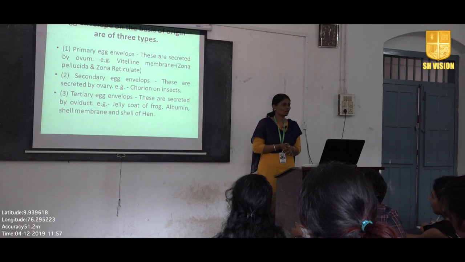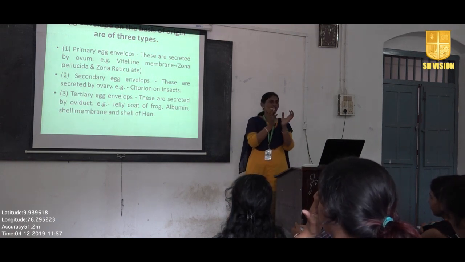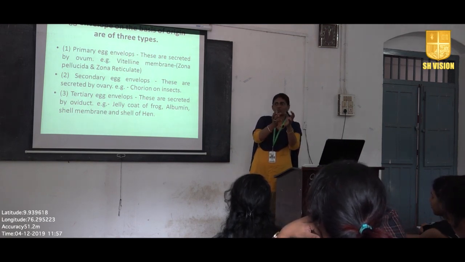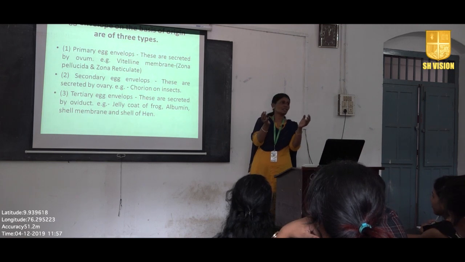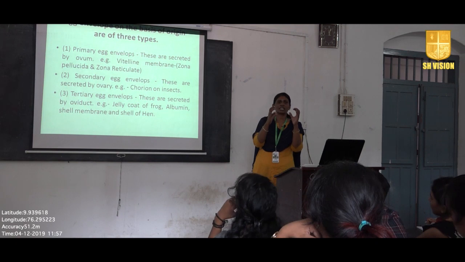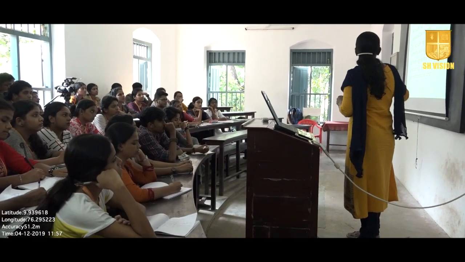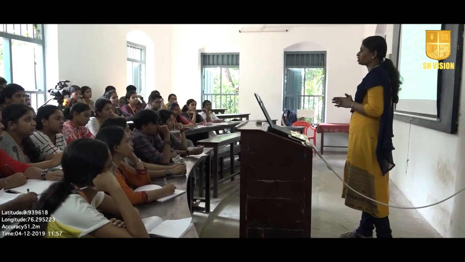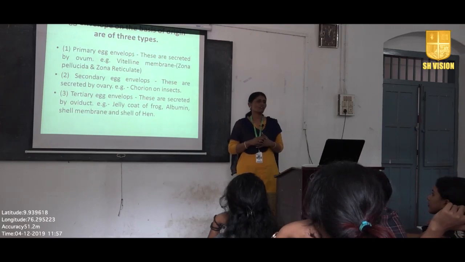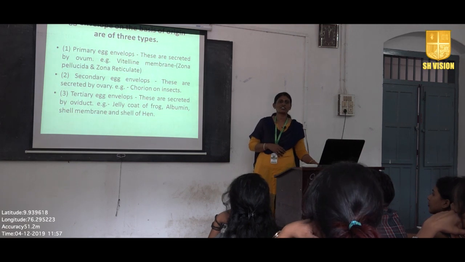So you have a jelly coat in the case of frogs. A covering is there which is jelly like, and once the frog egg reaches water, touches water, the gel takes up this water, it swells, and this jelly coating becomes a protective covering. And then you have albumin, shell membrane, and shell. These are tertiary egg membranes in the case of chick or birds, where they act as protective covering.